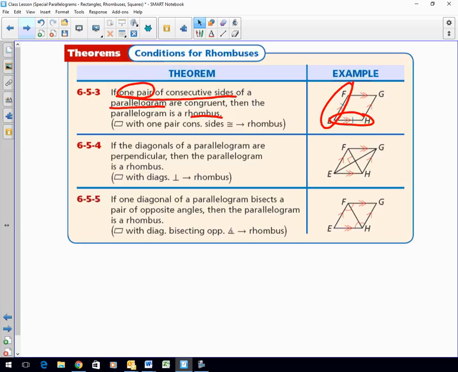If my diagonals are perpendicular in a parallelogram, I have a rhombus. Here's the big giveaway. If I've got a single right angle in there, that really helps me out. What's a characteristic of a rhombus? All of the sides are congruent, right? Well, another way I can get there is if my diagonals are perpendicular.